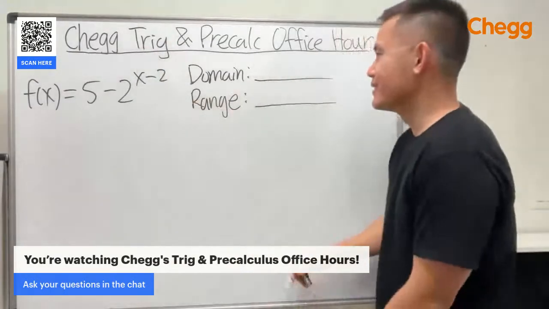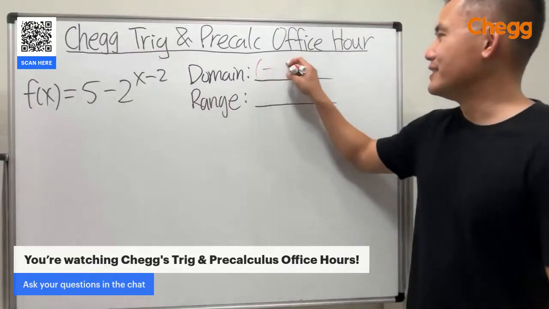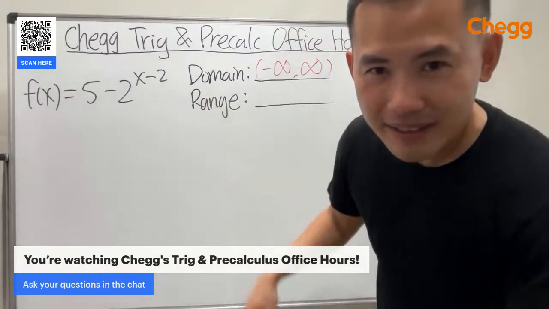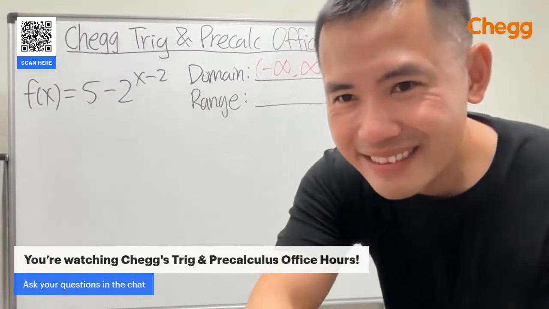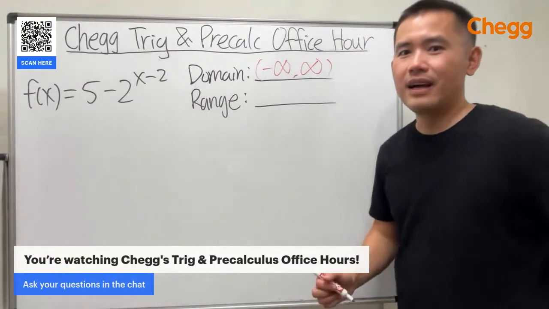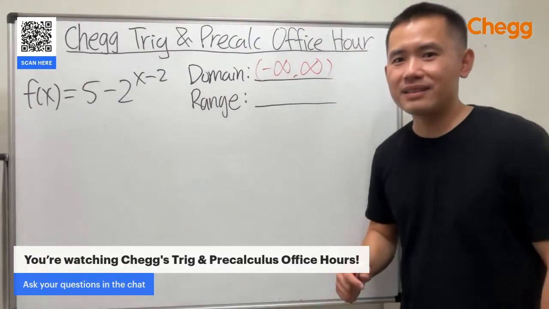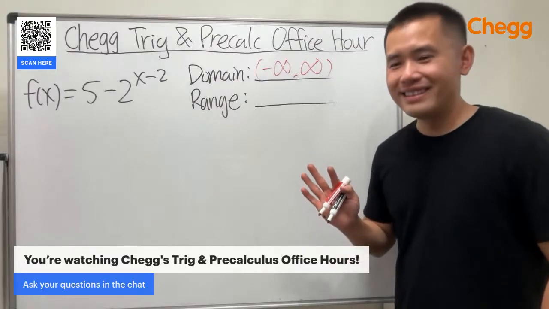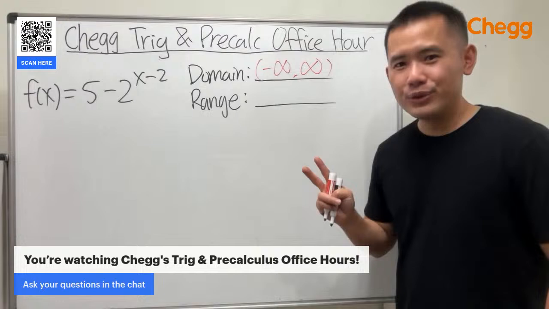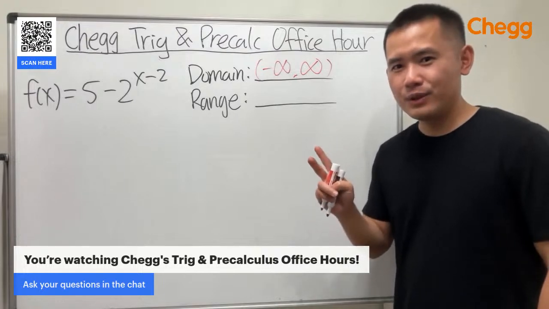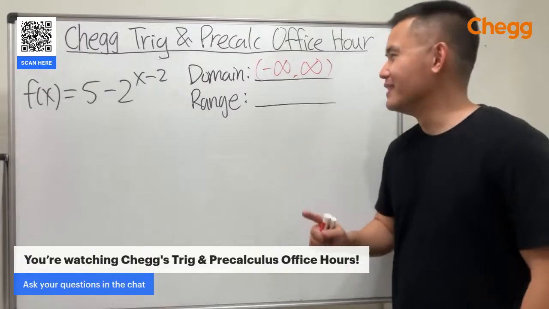Domain is all real numbers. Yes, that is very easy. Okay, and then how about the range? Give you guys a little countdown. 5, 4, 3, 2, 1. No, it's 5.